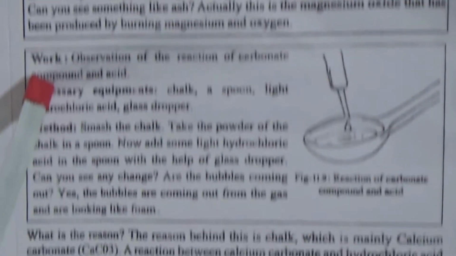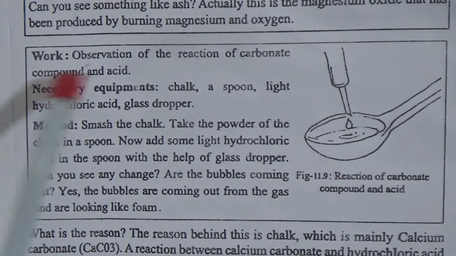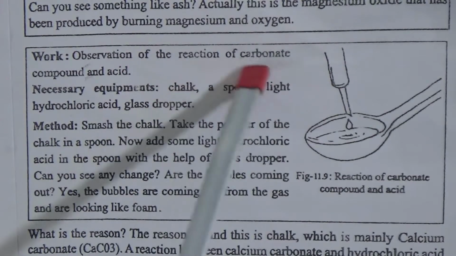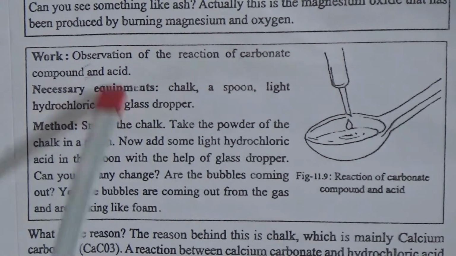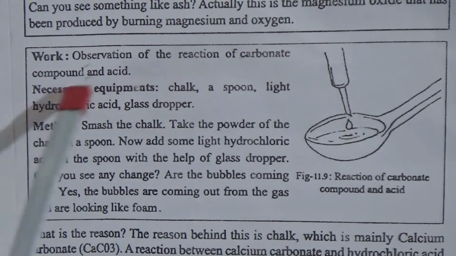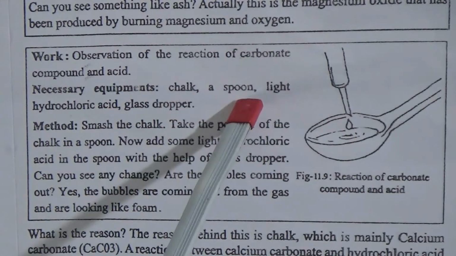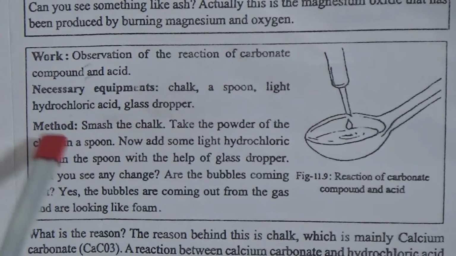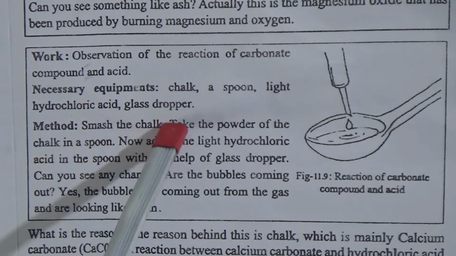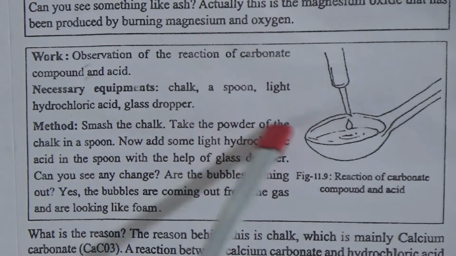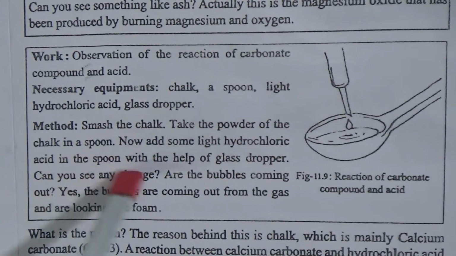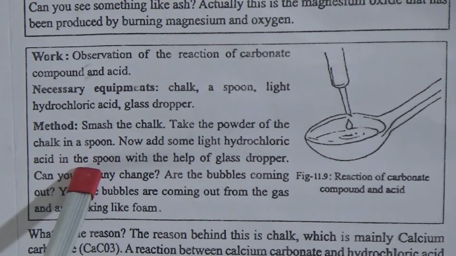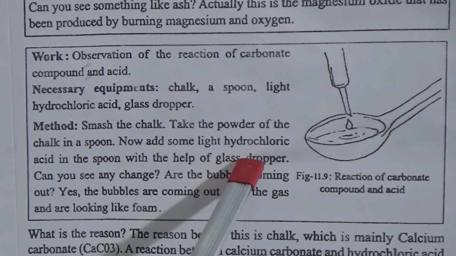And you can see here is another experiment. Work is observation of the reaction of a carbonate compound and acid. Necessary equipment is chalk, a spoon, light hydrochloric acid and a glass dropper. Method is smash the chalk. Take the powder of the chalk in a spoon. Now add some light hydrochloric acid in the spoon with the help of a glass dropper.